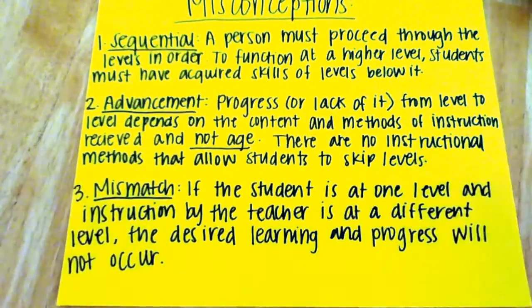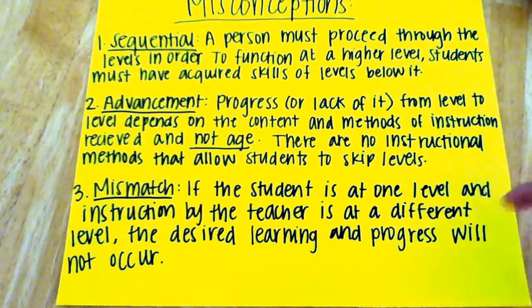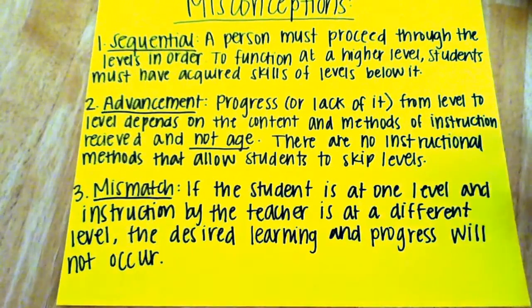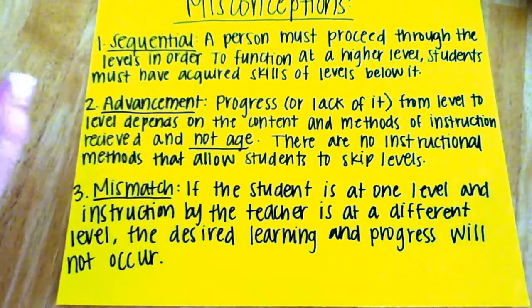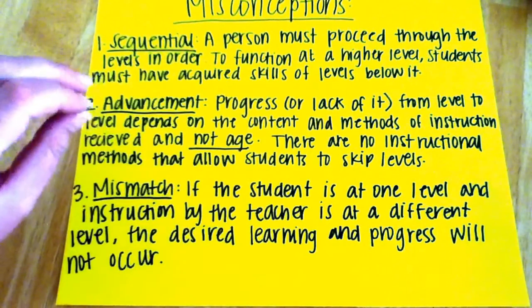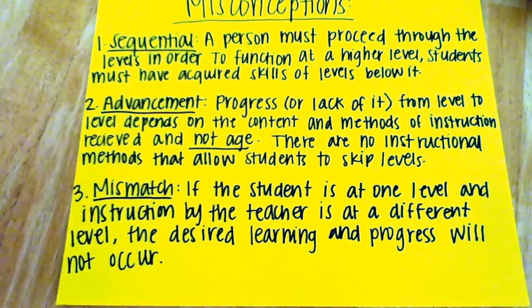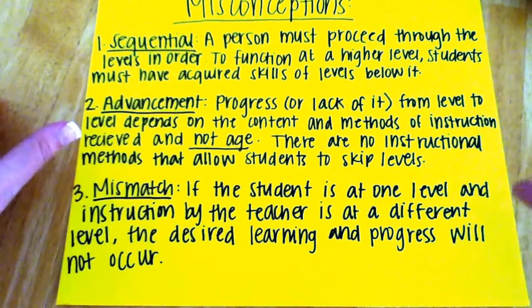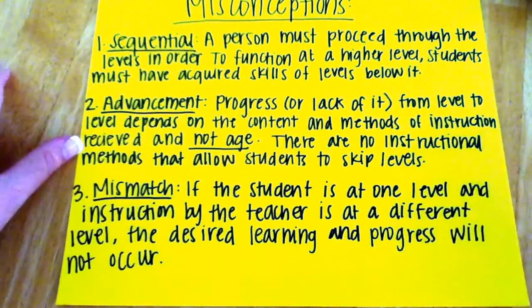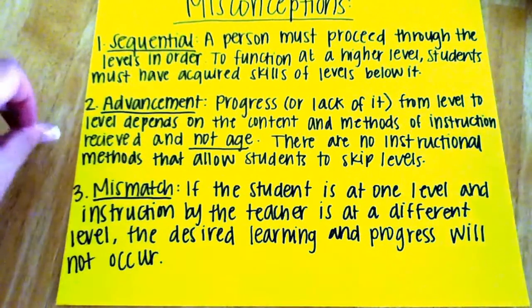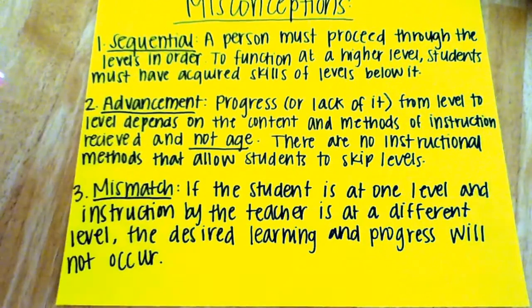Our third and final misconception is mismatch, and that is if a student is at one level and instruction by the teacher is at a different level, the desired learning and progress will not occur. So this means that if you have students in your class that are on level 0 and level 1, you as a teacher need to make sure that you are teaching down to the level 0 students as well, and not just teaching to the level 1 students, because your level 0 students will just be confused and lost, and they will never learn because they're always not understanding the material that you're teaching on a level 1 level.